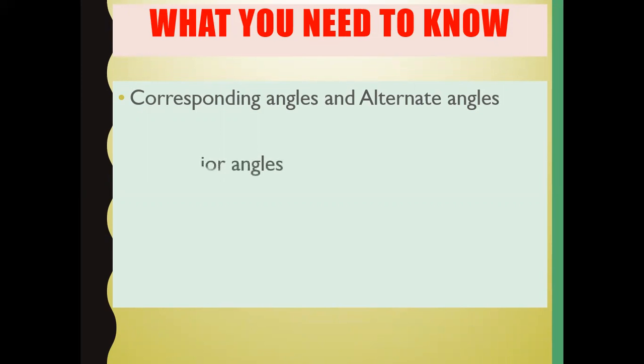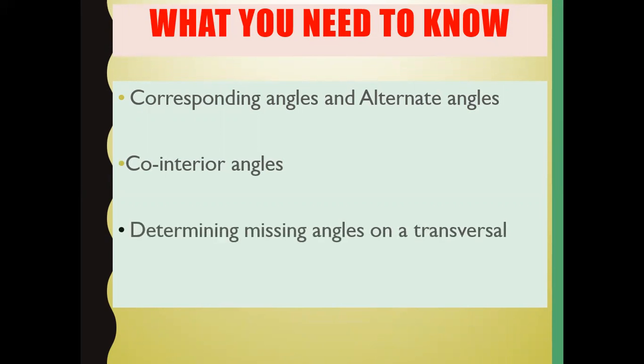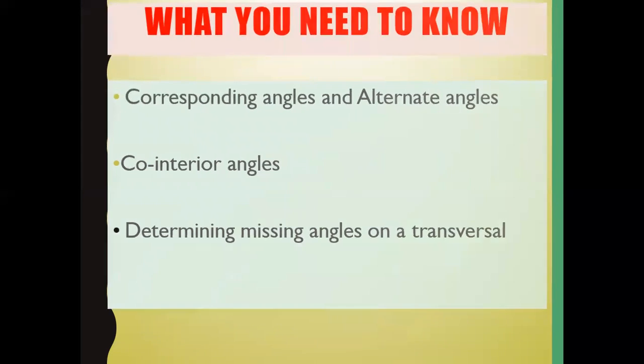You need to understand corresponding angles and alternate angles. You need to understand co-interior angles, and you need to be able to determine missing angles on a transversal. So that's why we started with transversal, and we're going to go back there by the end of the class. So you should be able to identify corresponding angles, alternate angles, co-interior angles, and use these properties to determine missing angles on a transversal. Okay, so that's what we're going to look at today.